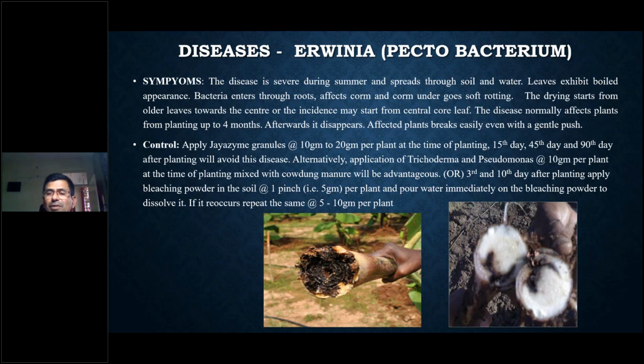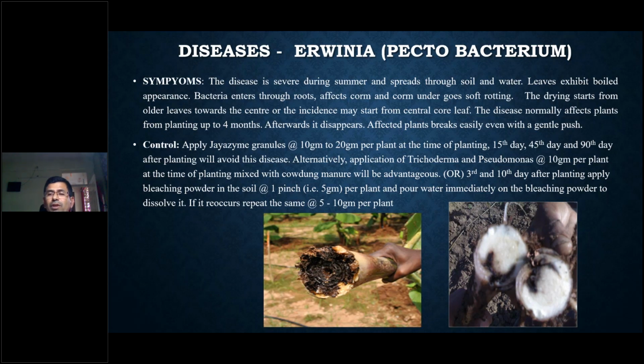The easiest method is to put 1 pinch of bleaching powder per plant, roughly around 5 grams, at the base of the plant. In the soil, we have to apply it very carefully. It should not fall on the leaves or crown portion. Only apply to the soil at the base of the plant.